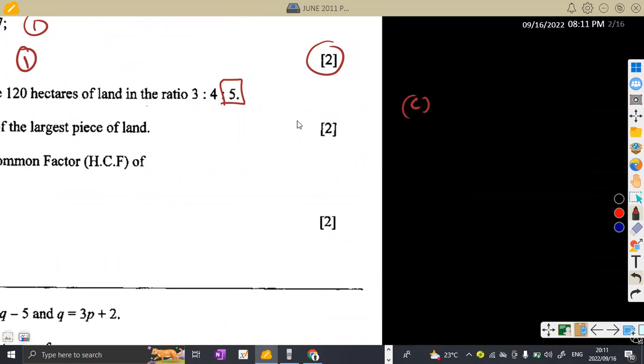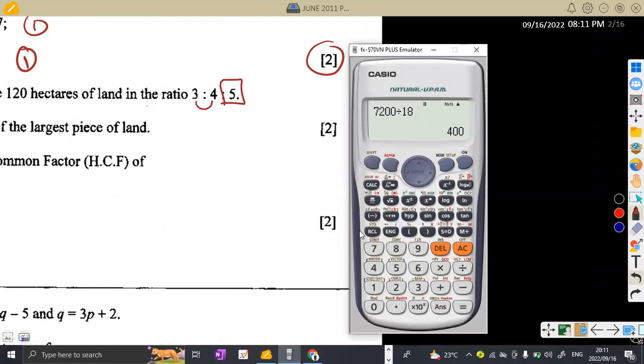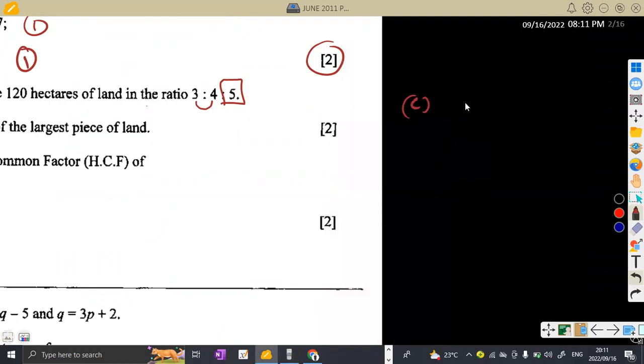So 120 is going to represent the total ratio, which is if you add 3 plus 4 plus 5. We can even use a calculator. That's 3 plus 4 plus 5, which is going to give us 12 according to the ratio. So 12 is equal to the total number of hectares, which is 120 hectares. Okay, so if this 12 is going to represent 120 hectares, what about the largest piece of land, which in this case has got 5.